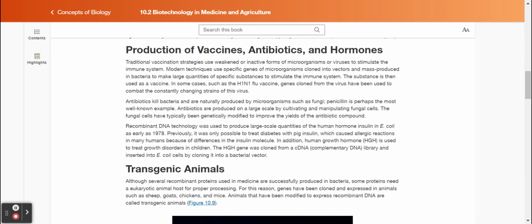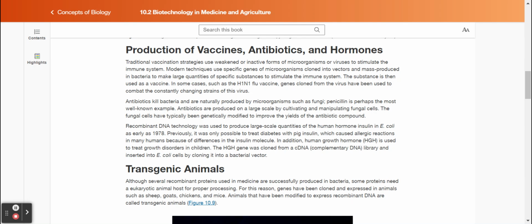Antibiotics kill bacteria and are naturally produced by microorganisms such as fungi. Penicillin is perhaps the most well-known example. Antibiotics are produced on a large scale by cultivating and manipulating fungal cells. The fungal cells have typically been genetically modified to improve the yields of the antibiotic compound.